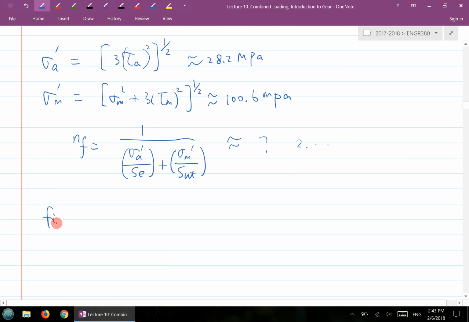And we can also calculate first cycle yielding. So ny in the first cycle yielding equals Nsy over sigma A prime plus sigma m prime. This one is approximately 2.87.